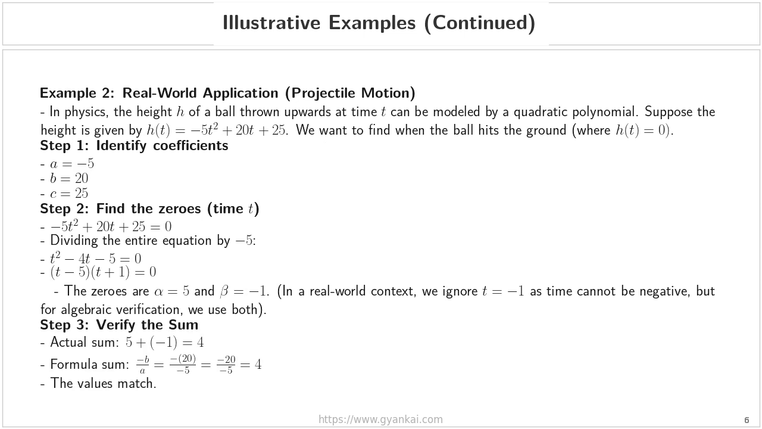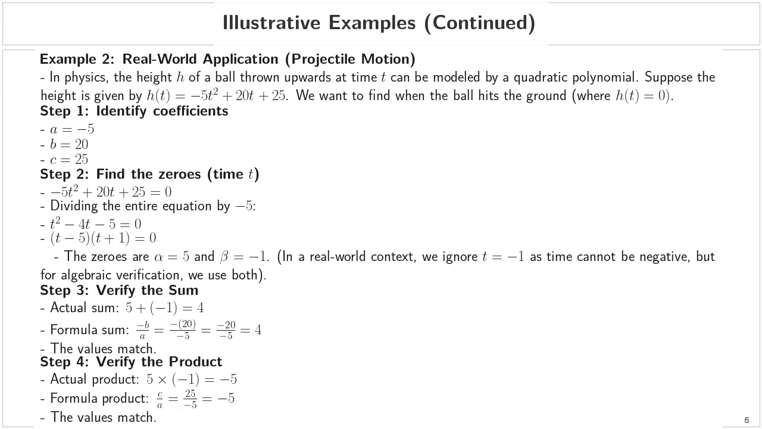Let's calculate the actual sum of our zeros first. 5 plus -1 equals 4. Now, let's check this against our formula, which is negative b over a, that would be -20 divided by -5, which simplifies to 4. As you can see, the values match perfectly.